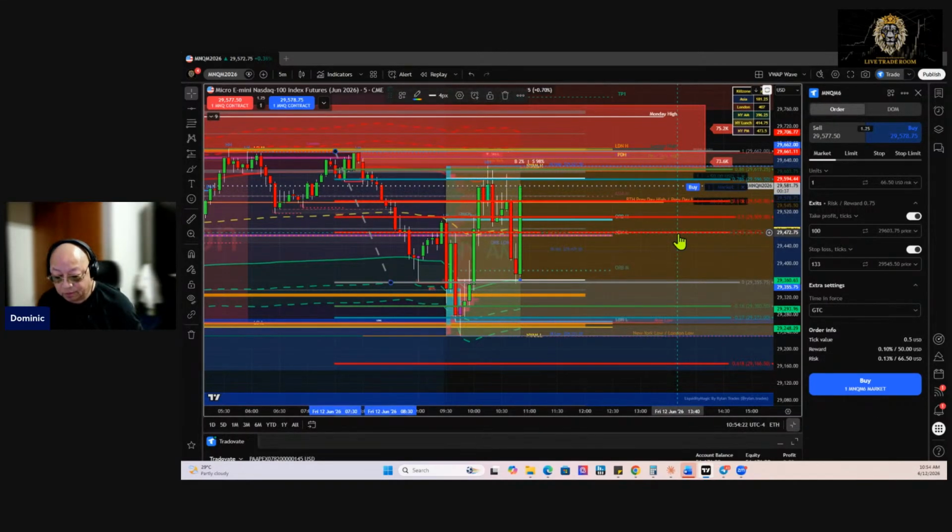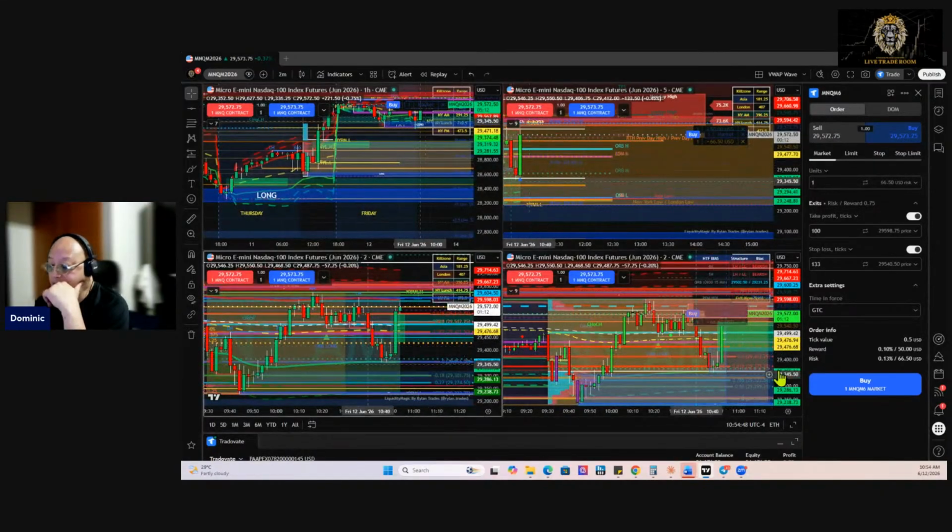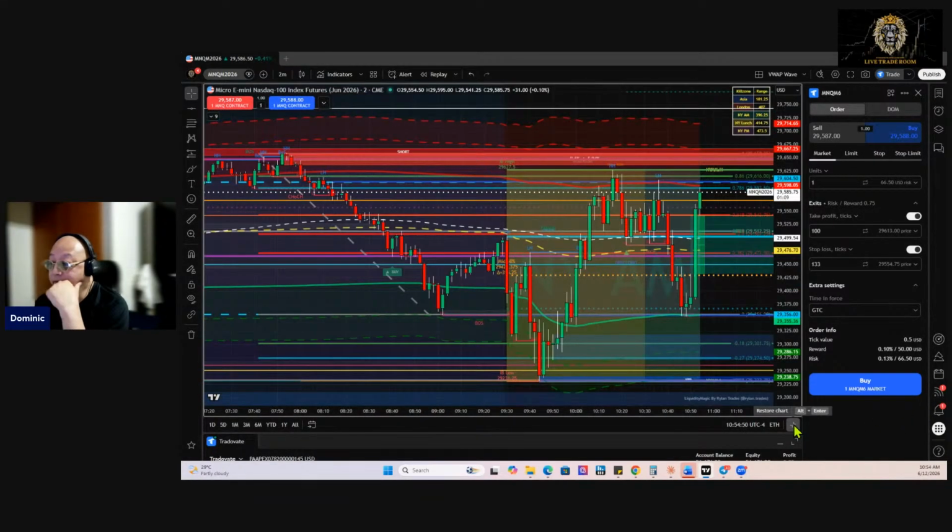Okay, so this is going up. Test the top up there. We're at the +1 deviation. It may come back down here again. This really, I don't know what that was. I can't really use the 2-minute here.